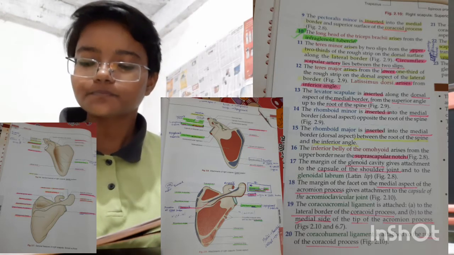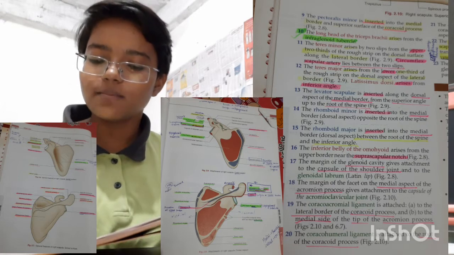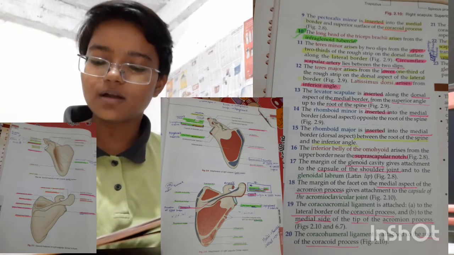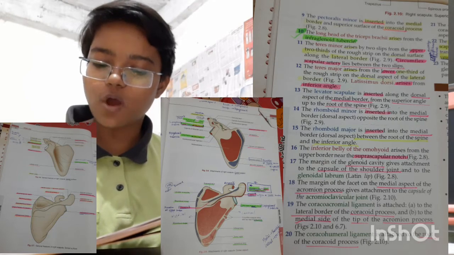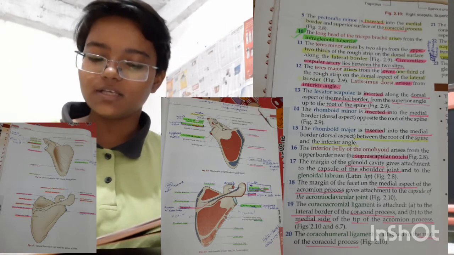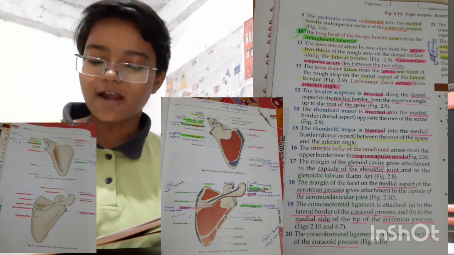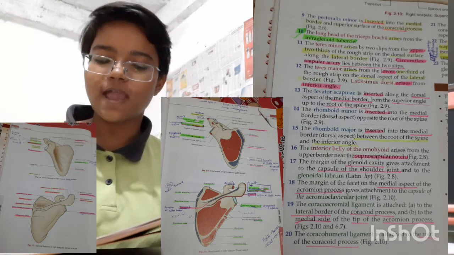inferior angle. The inferior belly of the omohyoid arises from the upper border near the suprascapular notch. The margin of the glenoid cavity gives attachment to the capsule of the shoulder joint and to the glenoidal labrum. The margin of the facet on the medial aspect of the acromion process gives attachment to the capsule of the acromioclavicular joint. Coracoacromial ligament is attached first to the lateral border of the coracoid process, second to the medial side of the tip of the acromion process.